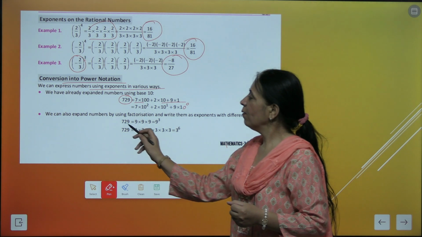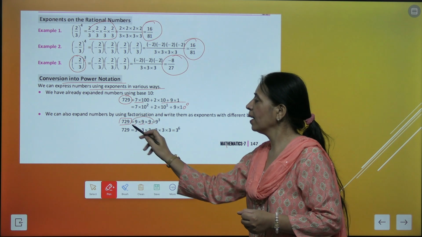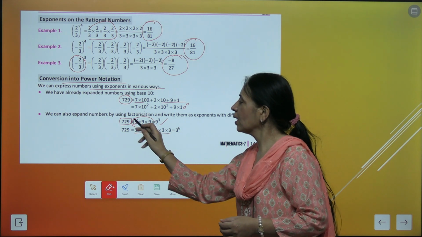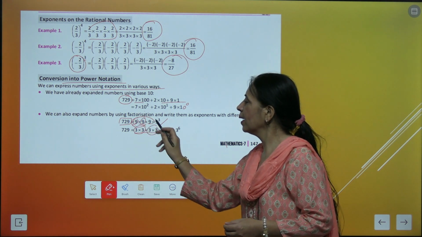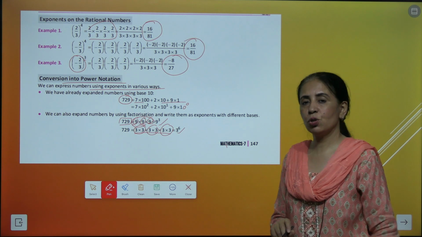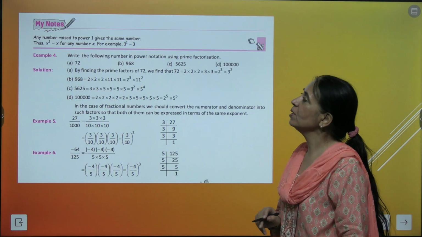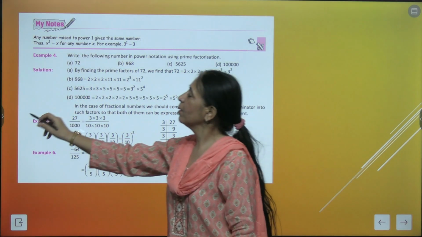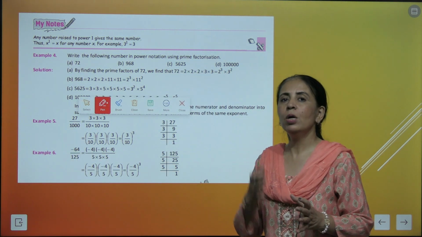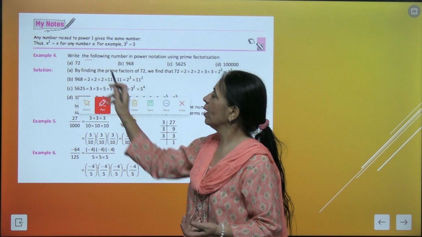ओके, नाउ इवन वी कैन एक्सपेंड दिस 729 as 9 times 9 times 9 and it becomes 9 cube. और अगर हम इसको दूसरी तरह ब्रेक करें तो 9 की जगह हमने 2 times 3 लिखा, सिमिलरली another 9 and another 9, यहाँ पर 3 आया 6 times, so it becomes 3 raised to the power 6. So this is how we can express any number in different ways. So any number raised to the power 1 is always the same number. कोई भी बड़ा नंबर हो, छोटा नंबर हो, 2 raised to the power 1 is 2, 7 raised to the power 1 is 7. And now we come to example.